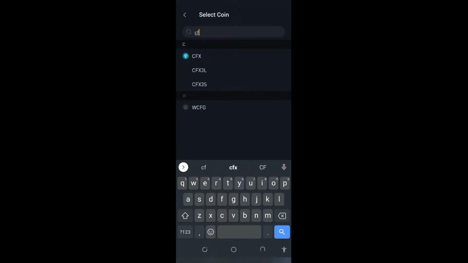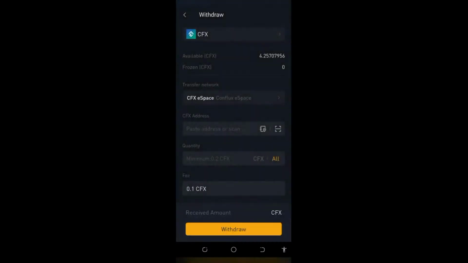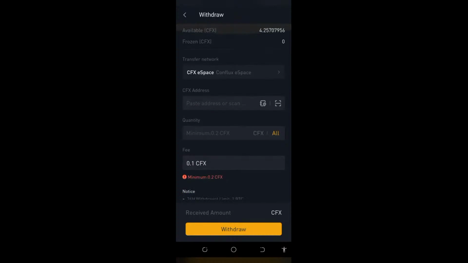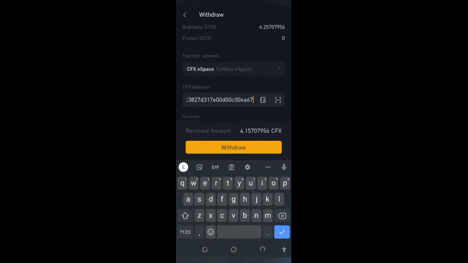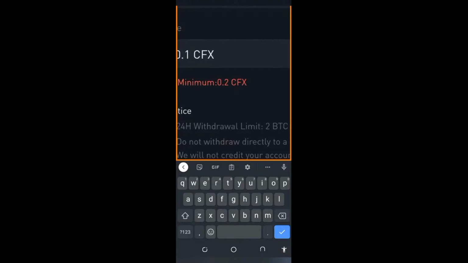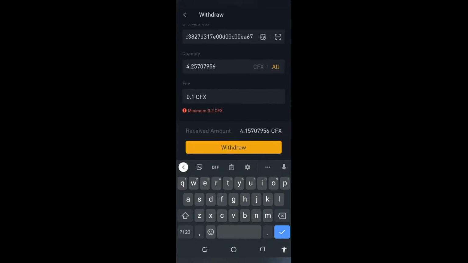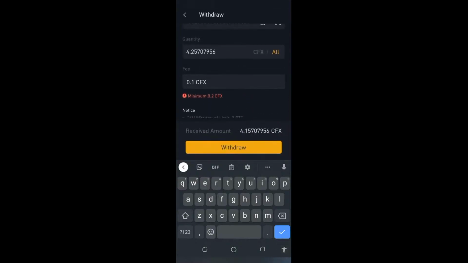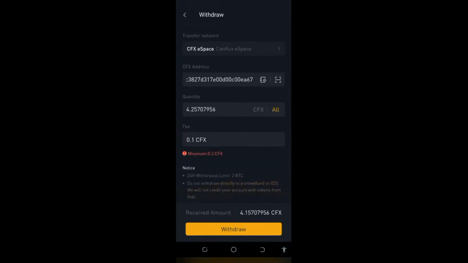So CFX. CFX eSpace, of course. And then let's see what we're putting in here. Available, everything. Let's put in the address. Okay, it said minimum. Minimum is 0.2 CFX. I've done that. Well, maybe just a little warning. Okay, all, and then we go ahead. Everything looks good.